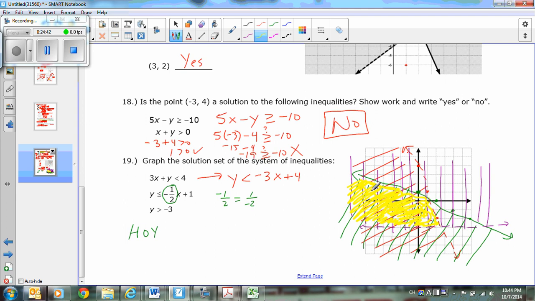And this solution set would not be bounded on the left side, so this continues. It just continues on and on, getting wider and wider. So what I've shaded in yellow here is our solution set to the system of inequalities to the left.